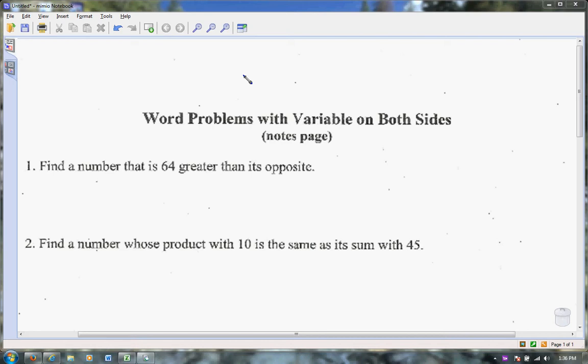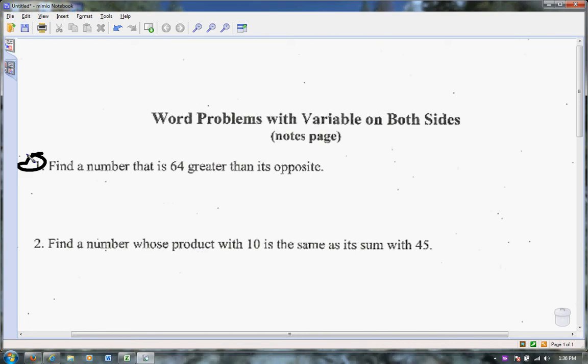Today we're going to start working with some word problems, and in these situations we are going to have a variable on both sides. So let's go ahead and start with this very first problem, number 1.